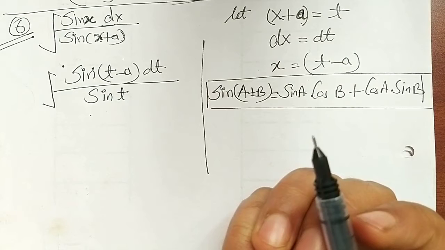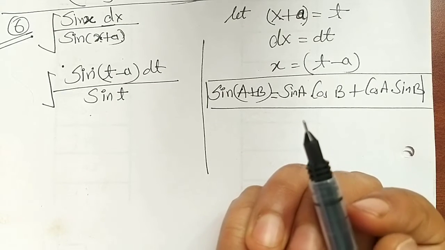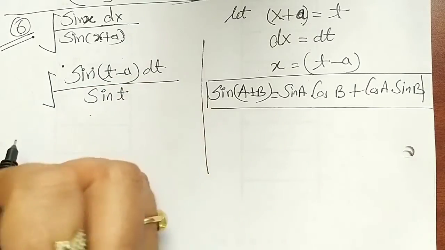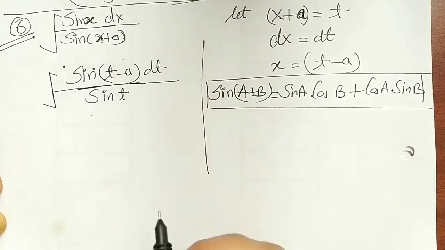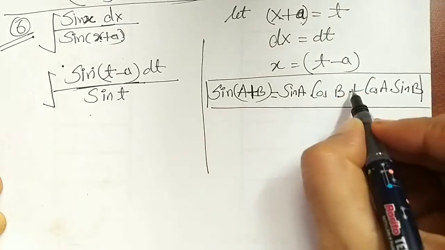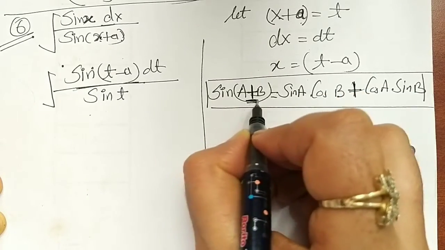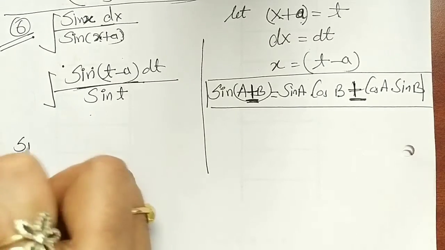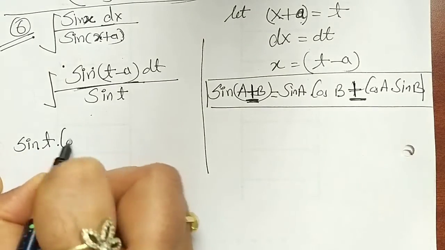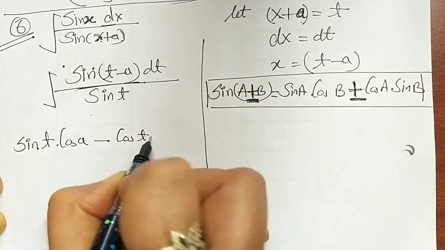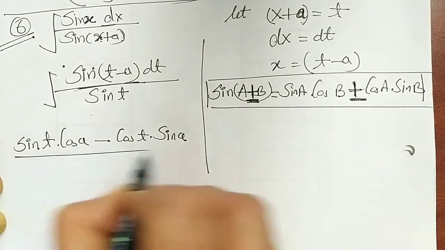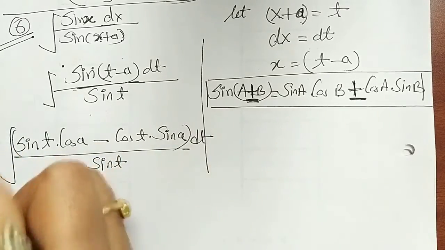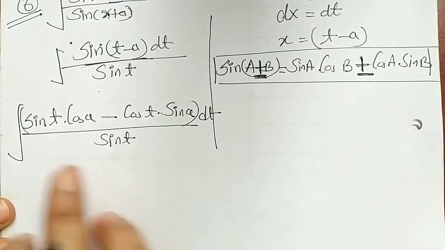Understood? This formula here to simplify it. See, you need to do a lot of trigonometric manipulation and use formulas. That's all there is to integration. So let me do it. So sin of t minus a. If this was plus, guys, this is plus. In the same formula, if it is minus, then this becomes minus. That's all. So I will use the minus formula. So it will be sin t cos a minus cos t sin a by sin t, dt integration. Even now I am not close to any formula.